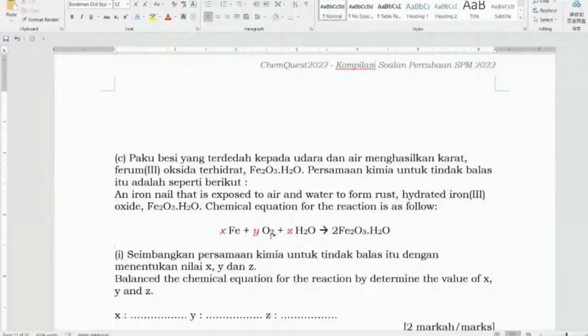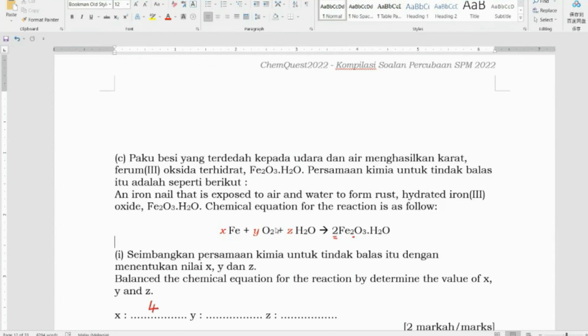Okay. So you try now. So here you check here. Here is 2. So Fe here got 2. So 2 times 2 is 4, right? 4 Fe. So here only 1. So times 4. So X should be 4.